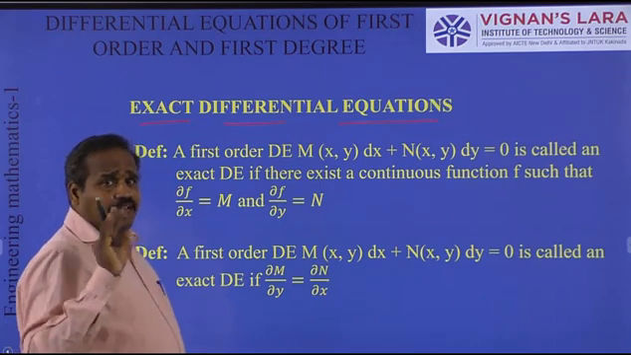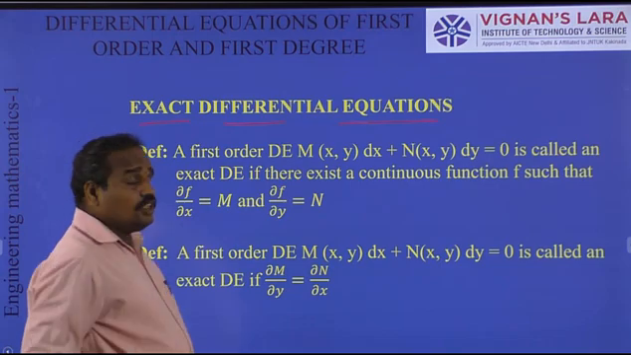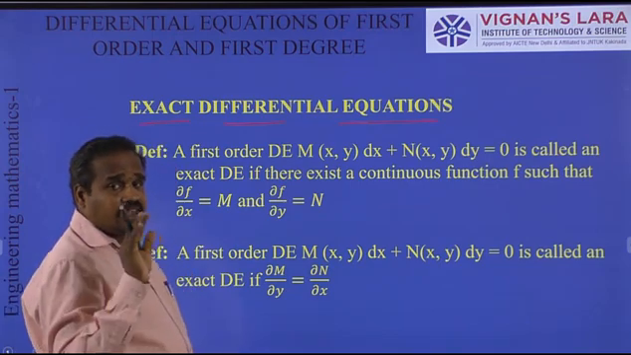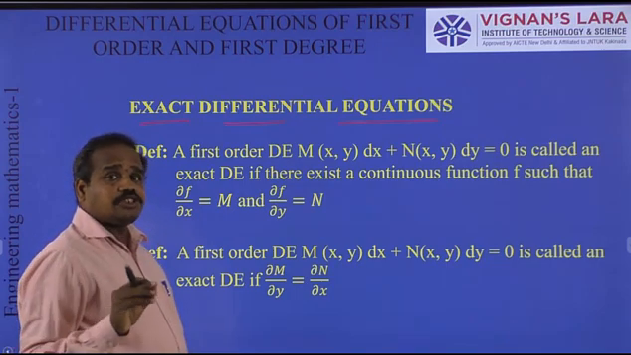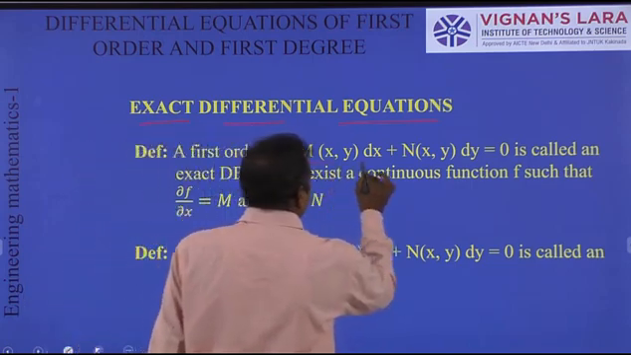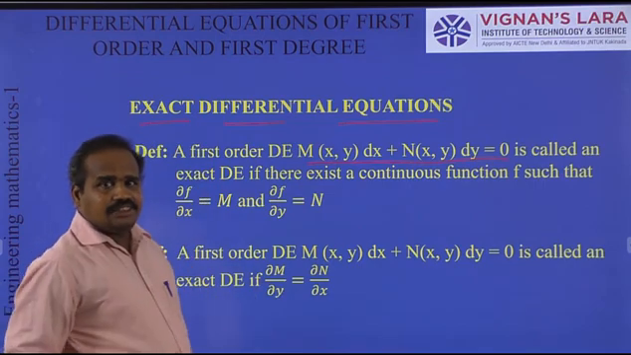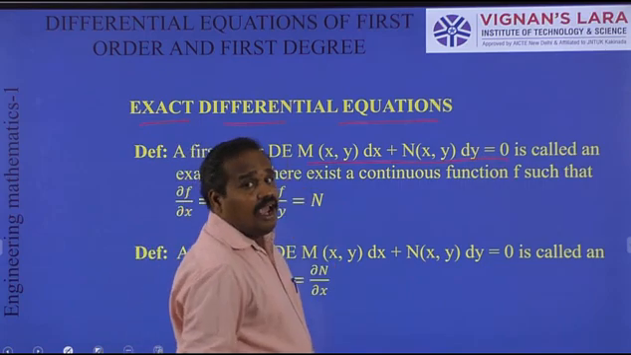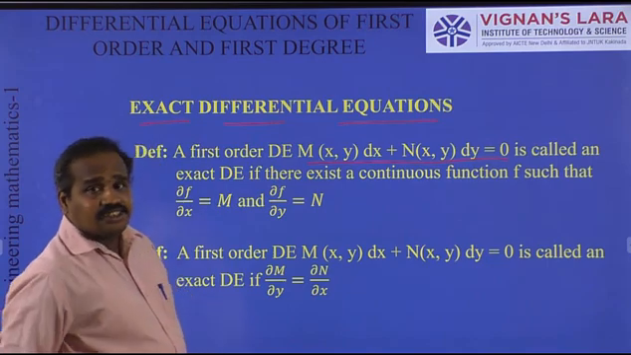So here I am giving this definition. What is an exact differential equation? Here I am talking only about ordinary differential equations of first order and first degree. First, we have to convert the given equation into the form M dx plus N dy equal to 0, where M is a function of x, y and N is also a function of x, y.